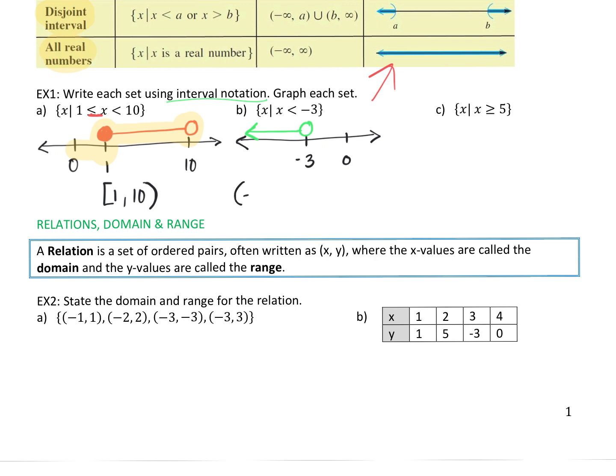And then it goes and goes and goes all the way up until, boop, we hit negative 3, but we don't include negative 3, so again, open parenthesis. Now let's take a look at the next one.